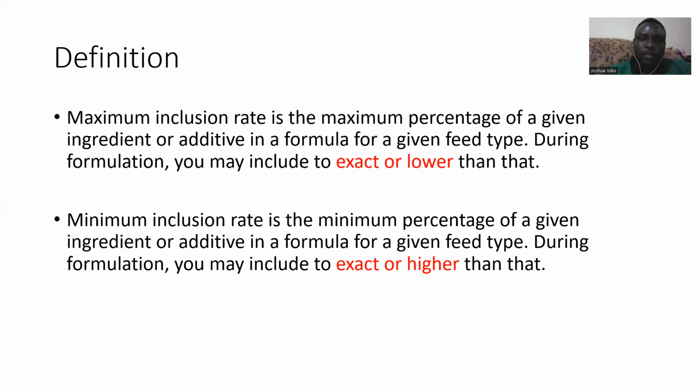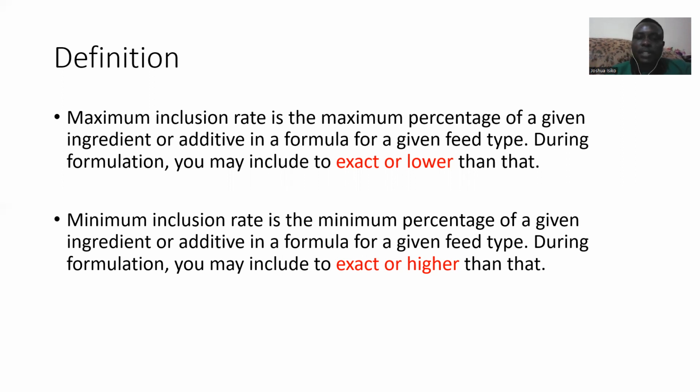So during formulation, you may include exactly that or lower than that. It depends on how the price is playing in there. So it is either that or lower, not more. That's the meaning of maximum inclusion.